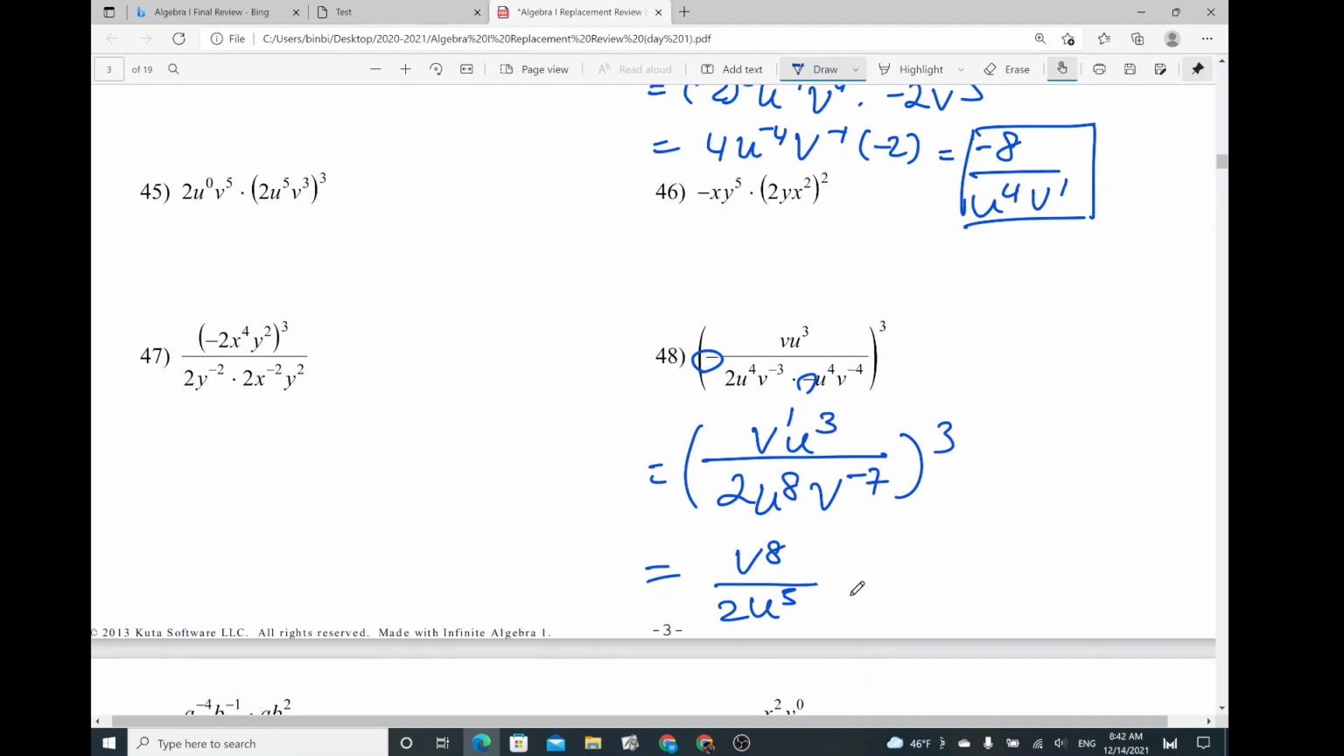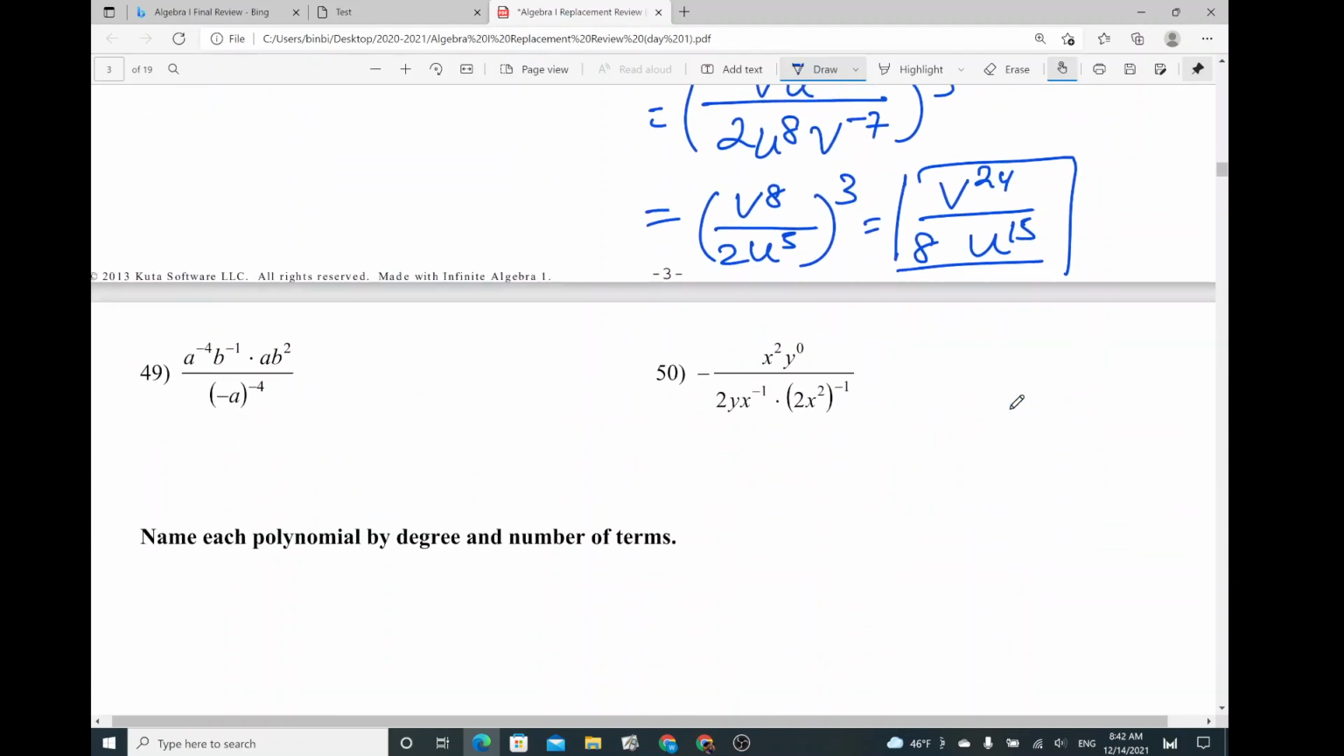And then the rest of this, what we found, it's the whole quantity to the power of 3. And then power, distribute to the top and the bottom: v to the power of 8 to the power of 3, v to the power of 24. 2 to the power of 3, 8, 2 times 2 times 2. So u to the power of 5 to the power of 3, u to the power of 15. So then that would be the final form. So again, it's all about using the properties of exponents.